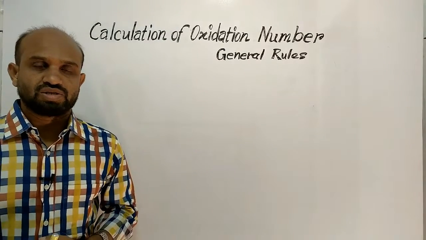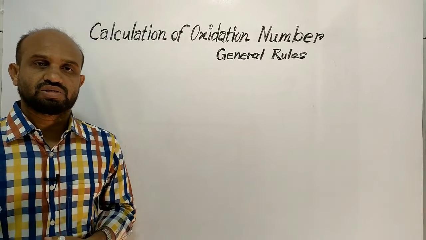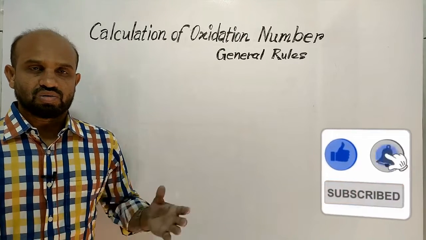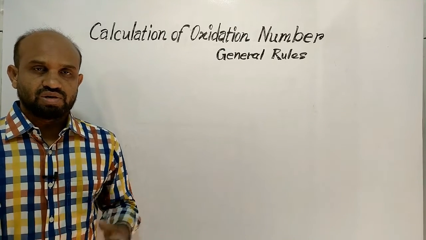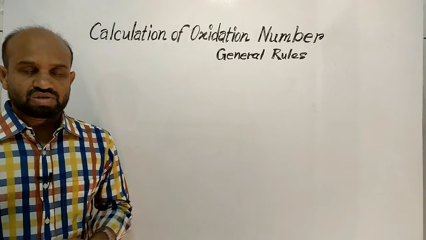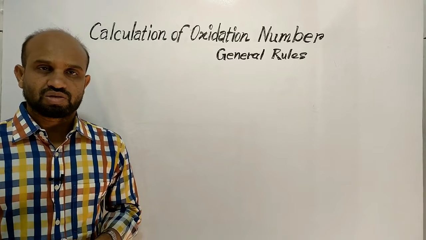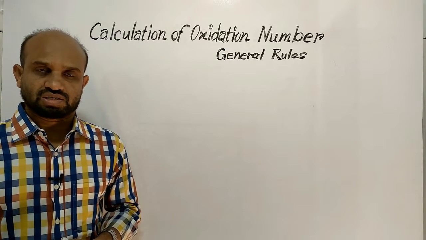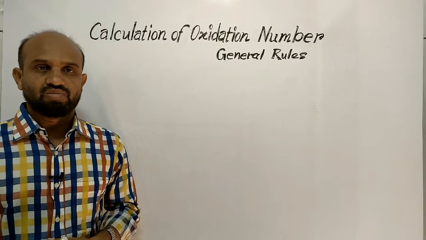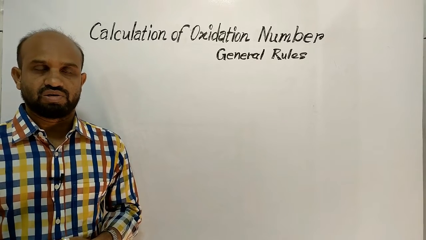Calculation of oxidation number. In this lesson, we will learn a set of general rules for calculating oxidation numbers of some elements in compounds. First of all, let's see what is oxidation number. Oxidation number is defined as the number of electrons donated or accepted by one atom of any element in a molecule. That number of electrons is called oxidation number.